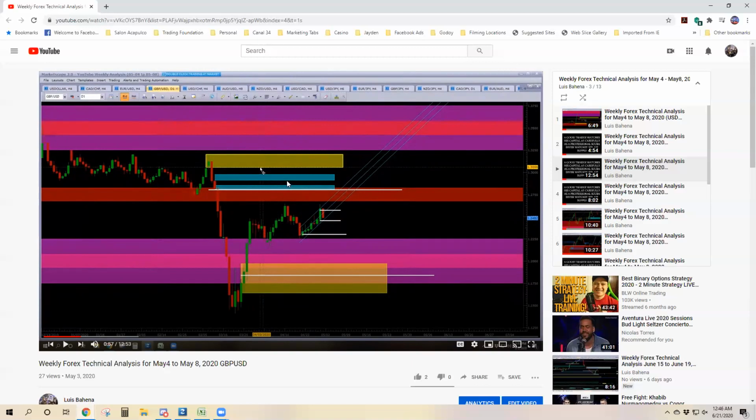Okay. These blue zones are my 4 hours. These white lines are support and resistance. And I love it even better when I get supply or demand and it combines maybe with the major level, and it goes ahead and touches support and resistance.